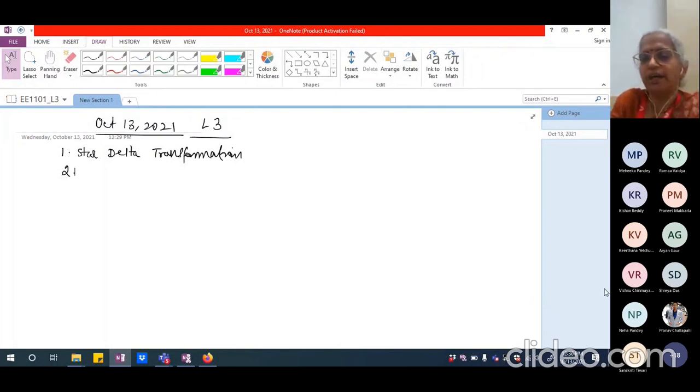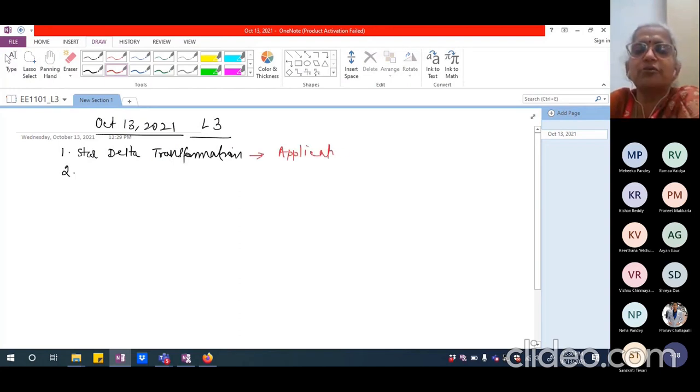So I am actually going to look at three things today. One is the star delta transformation we had looked at in the last class. I'm going to talk about the application of star delta transformation because some of you had that question last time itself. Then I'm going to look at some of the network theorems in this class.